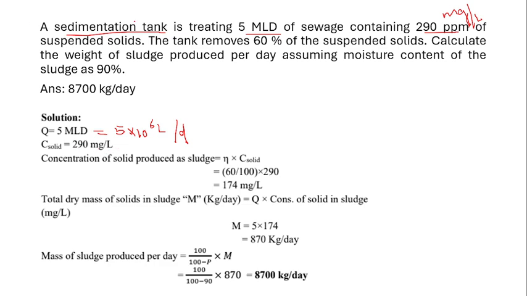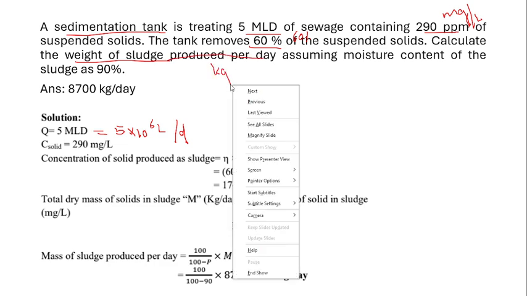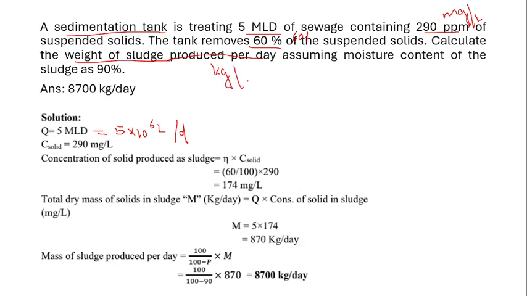A sedimentation tank is treating 5 MLD of sewage containing 290 ppm of suspended solids. The tank removes 60% of the suspended solids, so the efficiency of removal is only 60%. Calculate the weight of the sludge produced. They are asking about the weight of the sludge produced per day, so your answer should be in kg of sludge produced per day, assuming the moisture content of the sludge as 90%. Sludge is a semi-solid component, so here the water content is given as 90%.